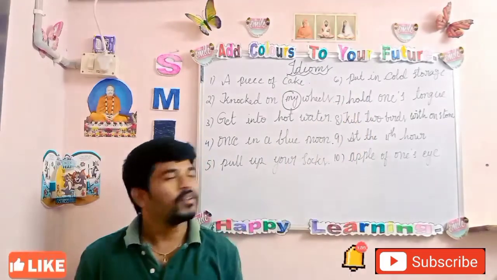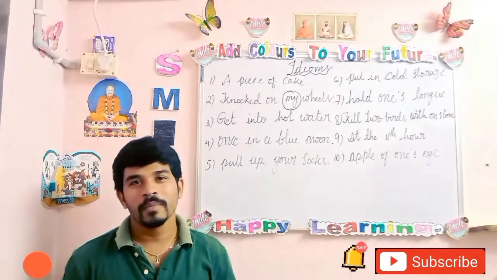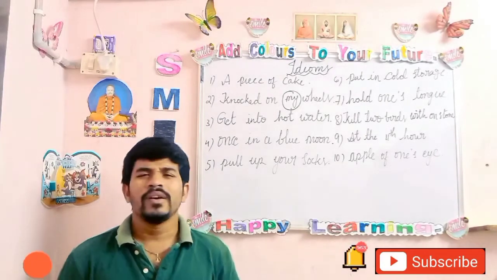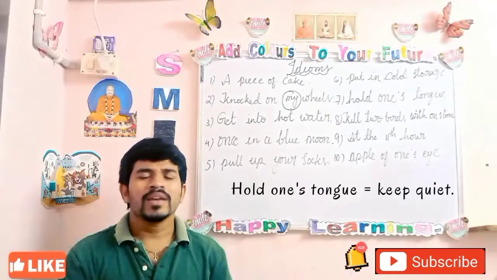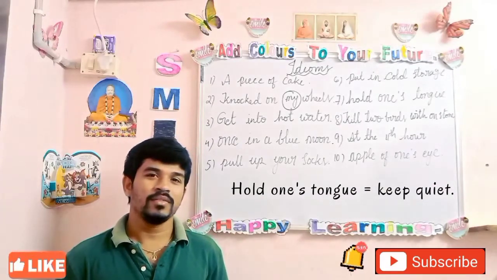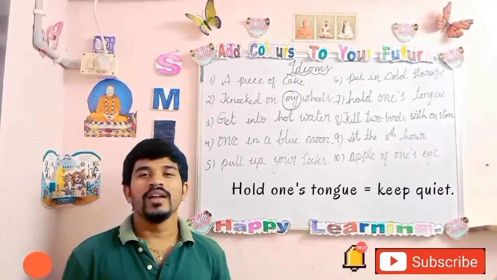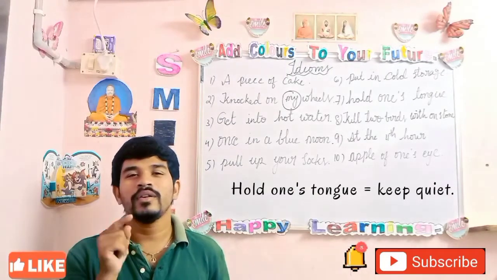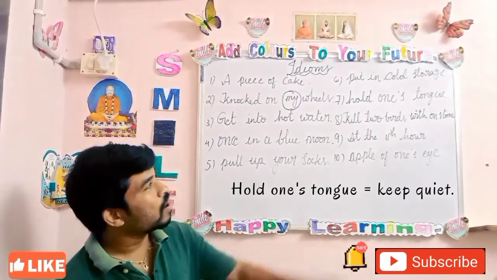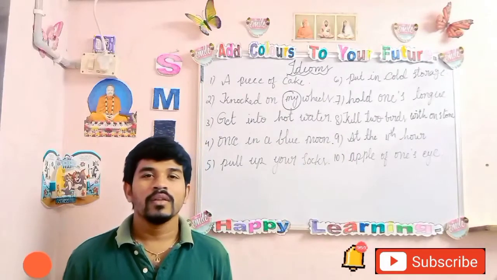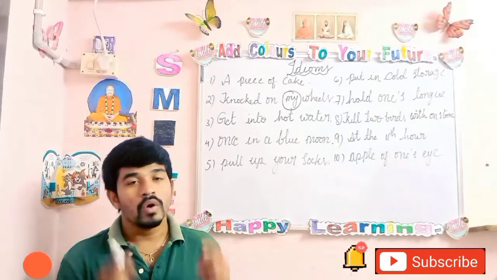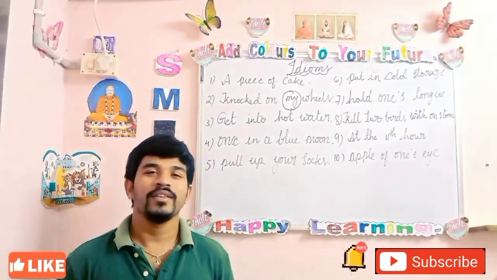Coming to the seventh one, hold one's tongue. Hold one's tongue. That means keep quiet. If every student is making a lot of noise in the class, the teacher gets angry and irritated, and she says, everybody hold your tongue. That is called hold one's tongue. So just hold one's tongue, you can do. Is it clear? Hold one's tongue means keep quiet.